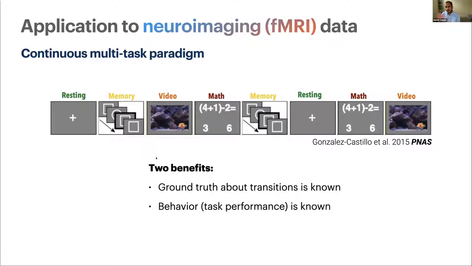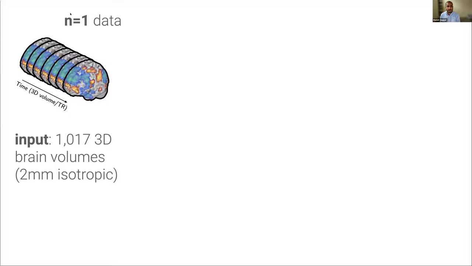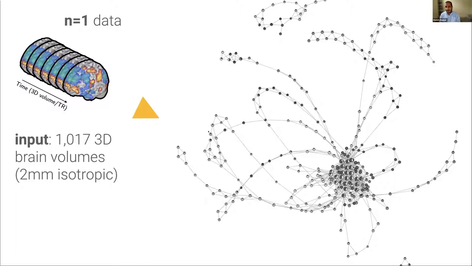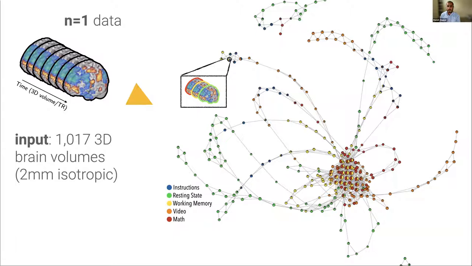The other thing that I may have forgotten to mention is that all of these methods create a representation at the single participant level, so as to avoid collapsing data across people. So here's an example of four-dimensional data, with about 1,000 time points. When you pass this data through this TDA-based mapper approach, we get this kind of graph. It's a grayscale graph, but we have the meta information that for every node, whatever brain volumes become part of that node due to similarity, we know in time what tasks people are doing. So we can color these nodes based on whether the TRs are coming from instruction, resting state, or the other tasks.